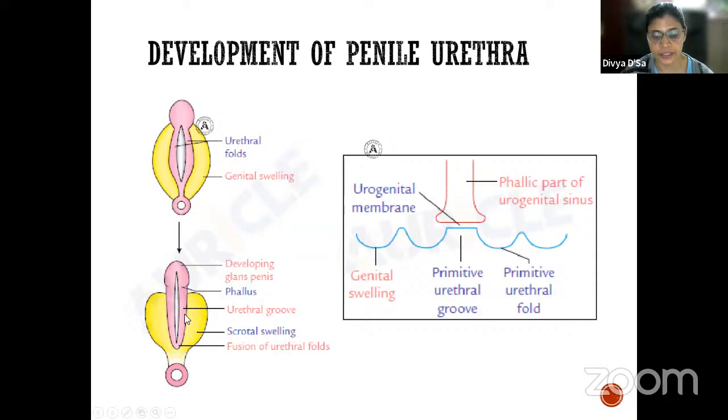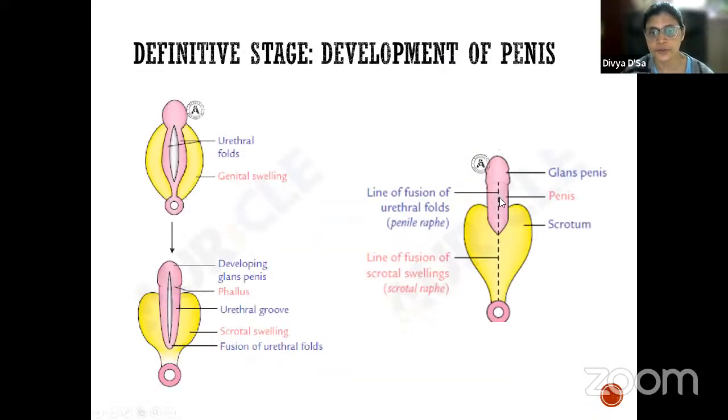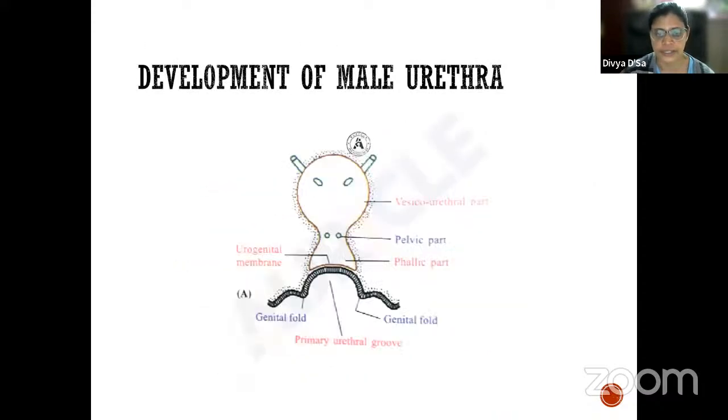By the end of the third month, the two urethral folds will fuse. From the cranial to the caudal direction, it starts fusing. Here we can see that. So there is fusion of the urethral folds, and that forms the penile urethra. So I am combining both the urethral formation and the external genitalia.